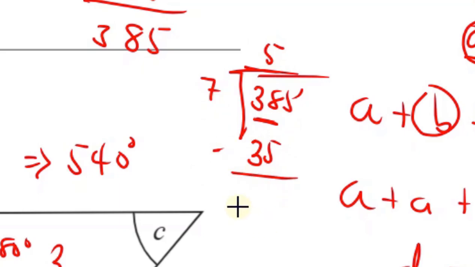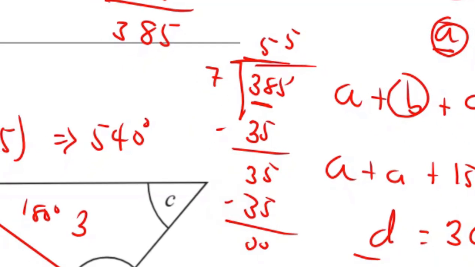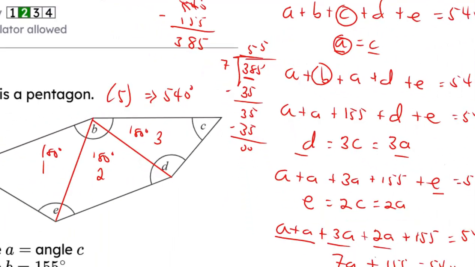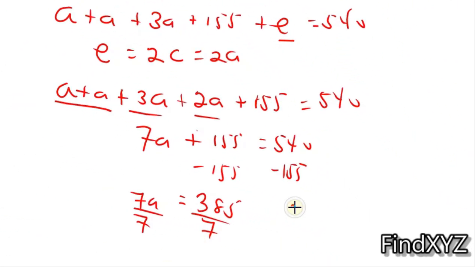Then we'll do the subtraction. 38 minus 35 will give us 3. Then we'll bring our 5. How many 7 are in 35? That is 5. 7 times 5 will give us 35. Then when we subtract, there is no remainder. So it means that 385 divided by 7 will give us 55. So angle A is equal to 55 degrees.